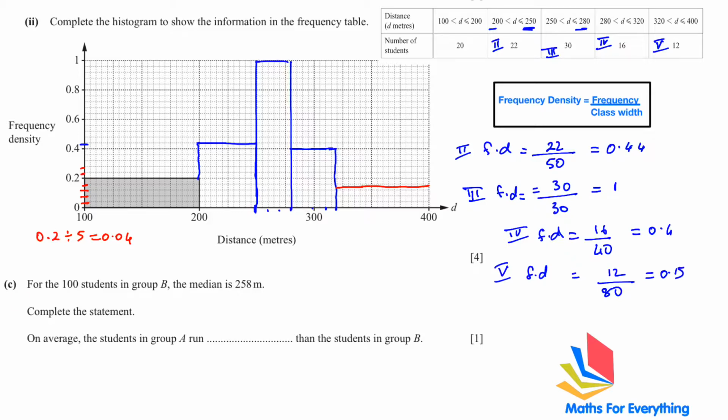Next, part C. For the 100 students in Group B, the median is 258 meters. Complete the statements. On average, the students in Group A run dash than the students in Group B. We have been given the median, so let's compare the median of Group A. For Group A, the median was 280. Group B, the median is 258. So when you subtract them, the difference is 22 meters. So on average, the students in Group A run 22 meters further than the students in Group B.